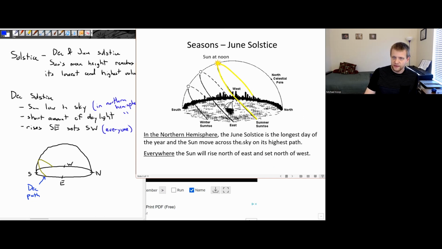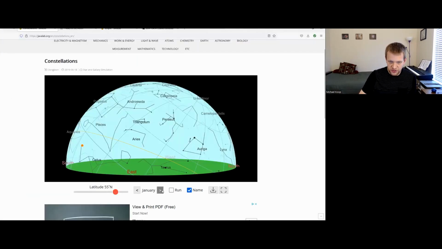The path that the sun is going to take is going to be the highest location in the sky, be the longest amount of daylight, and everywhere the sun is going to rise north of east and set north of west. So let's try to simulate that. So let's say we go from December to June. So already we have over here in June, the sun is rising north of east.